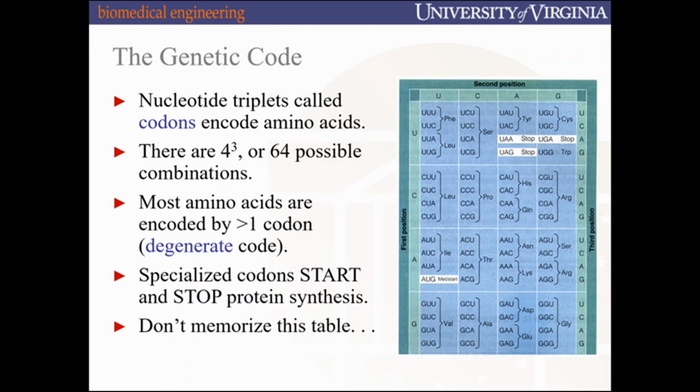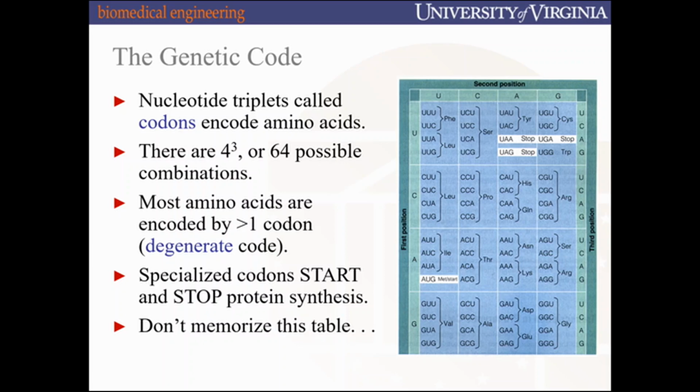I definitely don't want you to memorize this table, even though it's blue, but there are 2 things that I want you to take away from this. First is that the genetic code is degenerate, which means that almost all amino acids are coded for by more than 1 codon. When you think about it, it has to be this way because there are 64 codons but only 20 amino acids. Second, I want you to take away from this that there are specialized codons that don't code for any amino acid, but instead code for the start or stop of protein synthesis.